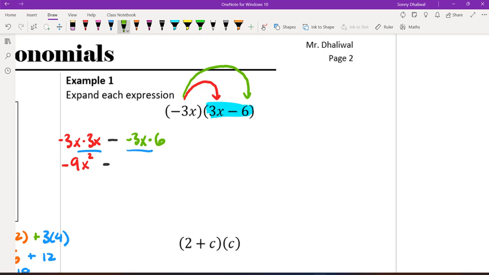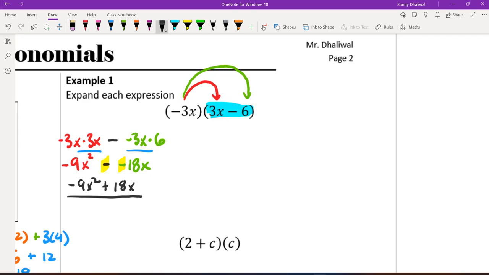And we have the green. Here, we combine those together. What do we get? What would that be, Ethan? Negative 18x. Okay? Now we have 2 negatives next to each other, so that would make a plus. So our final answer will be negative 9x squared plus 18x.